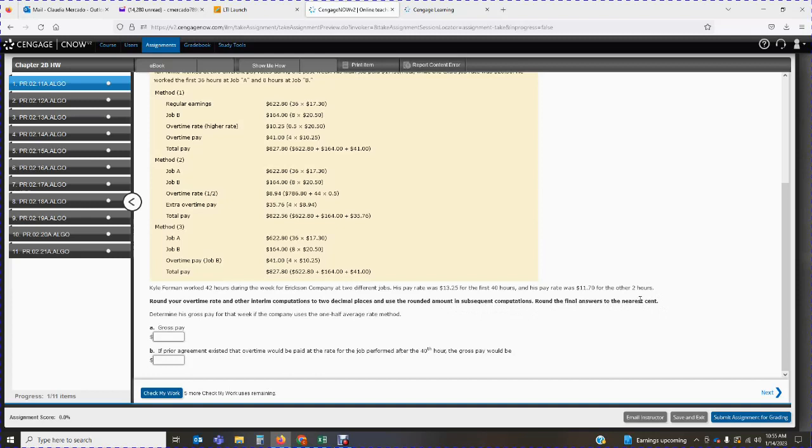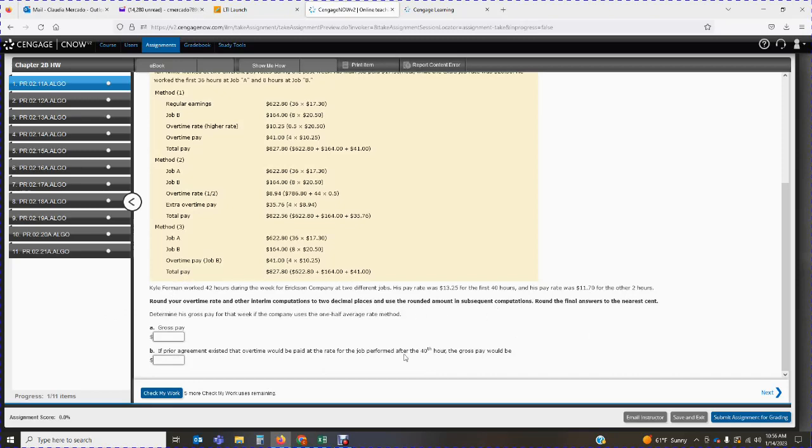A big area where students struggle is following instructions. Make sure that you read the problem and you read the requirements. How do they want me to round? Then you follow the instructions to round. If you don't follow those instructions, you might have the right concept in place, but your calculations are going to be off because you're not following the specific requirements of how they've outlined that they want the rounding done.